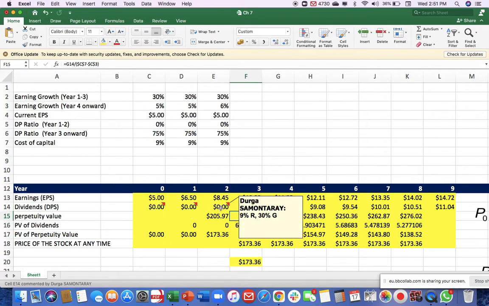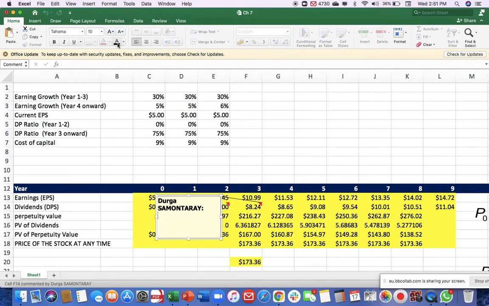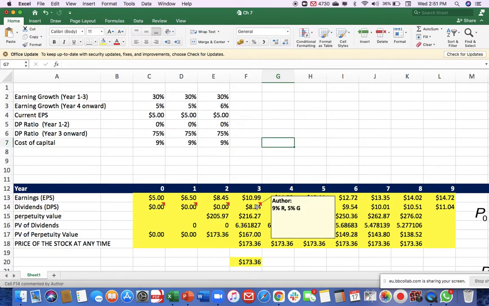Okay, but from year 3 we have seen there is no scope. Why is there no scope? We will insert a comment here, and we see the reverse situation came. What happened? 9% is the cost, whereas the growth is only 5%.